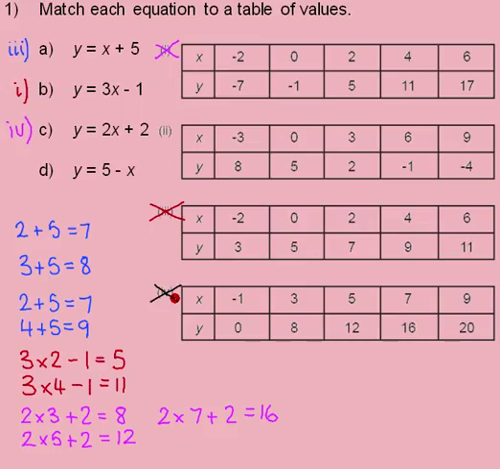Now I've eliminated this one. So I've only got one table left, and it must match up with this one. But because I'm a cautious type of person, I'm just going to double check. So x is 3. If I put 3 into this equation, 5 minus 3, I get 2. And that definitely matches. If I check one more point, x is 6. And 5 minus 6 is minus 1, which matches as well. So this last one matches this table here.